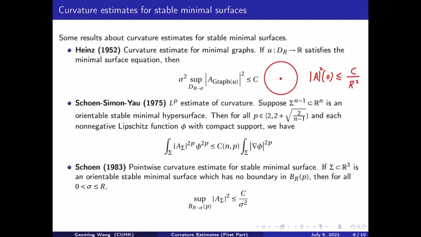Later on, a point-wise curvature estimate was given, like we have seen in the minimal graph. This result roughly says that if we have a two-sided stable minimal surface in a ball B_R, then the norm of the second fundamental form at the center of the ball can be controlled by C over R squared. For a triple junction surface, we cannot get the point-wise curvature estimate right now, since there might still be a lot of work needed. So we will follow the L^p curvature estimate here to see if we can get some useful result.